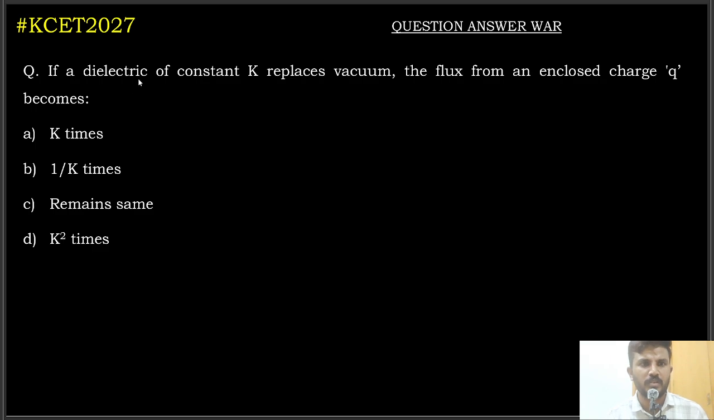Next we have, if a dielectric constant K medium is placed in the vacuum, the flux from the enclosed charge is? Since phi depends on E into A, and electric field is inversely proportional to the dielectric constant, we write E divided by K into A. So that will be phi divided by K. So flux in a medium is inversely proportional to K. So that becomes 1 by K times.